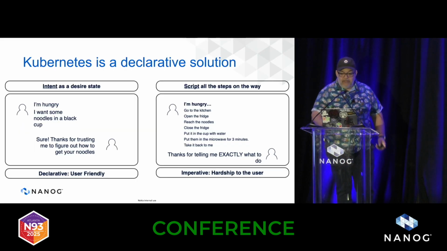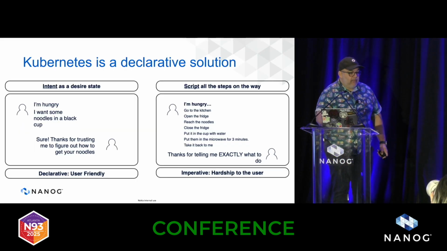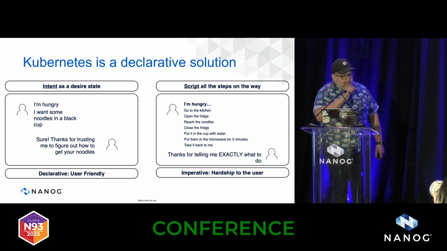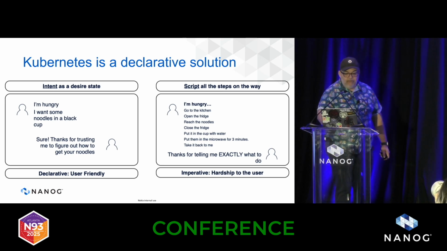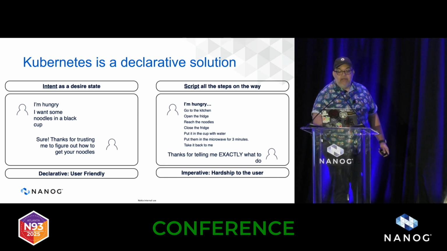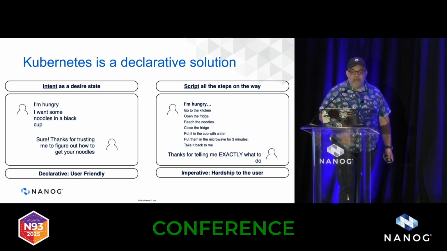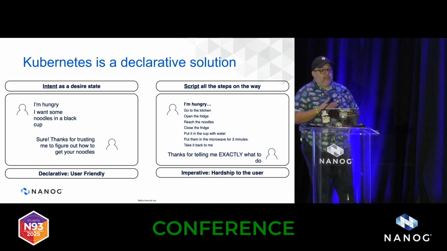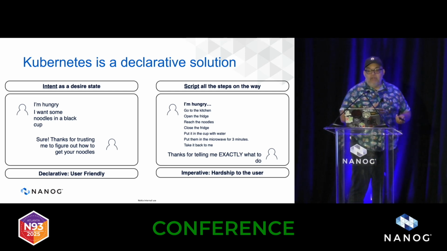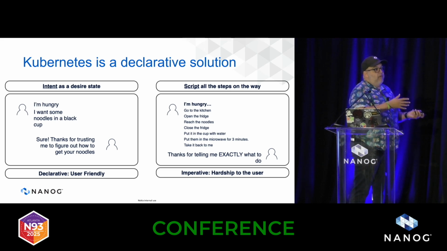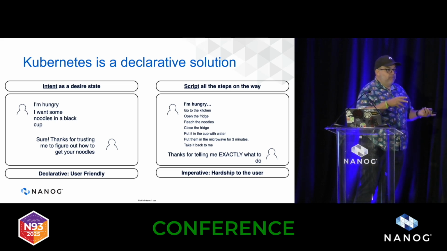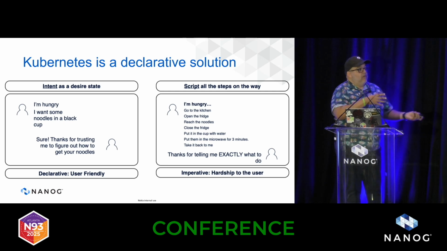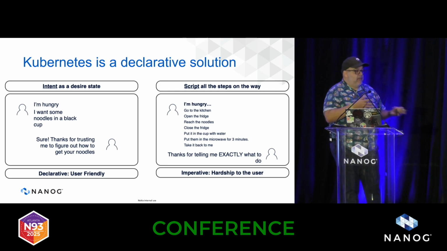So let's get started with Kubernetes as a declarative solution. The main idea behind a declarative solution is that you declare the desired state. For example, I want a certain number of servers running a specific application on different containers in a pod.